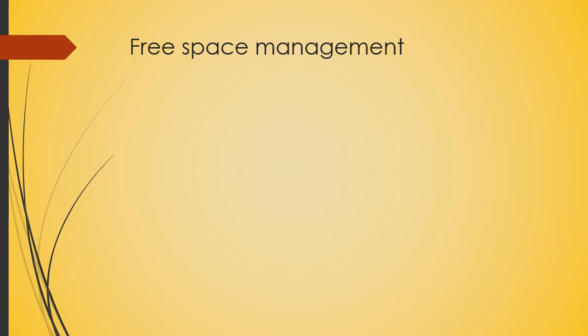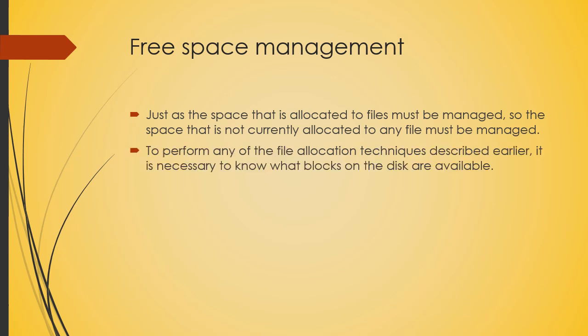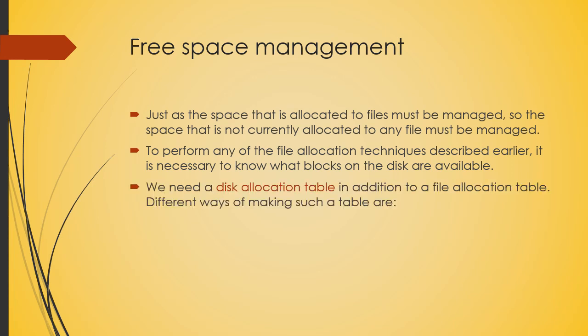Free space management. Just as the space that is allocated to files must be managed, so the space that is not currently allocated to any file must be managed. To perform any of the file allocation techniques described earlier, it is necessary to know what blocks on the disk are available or free. We need a disk allocation table in addition to a file allocation table. Different ways of making such a table are bit tables, chained free portions, indexing, and free block list.